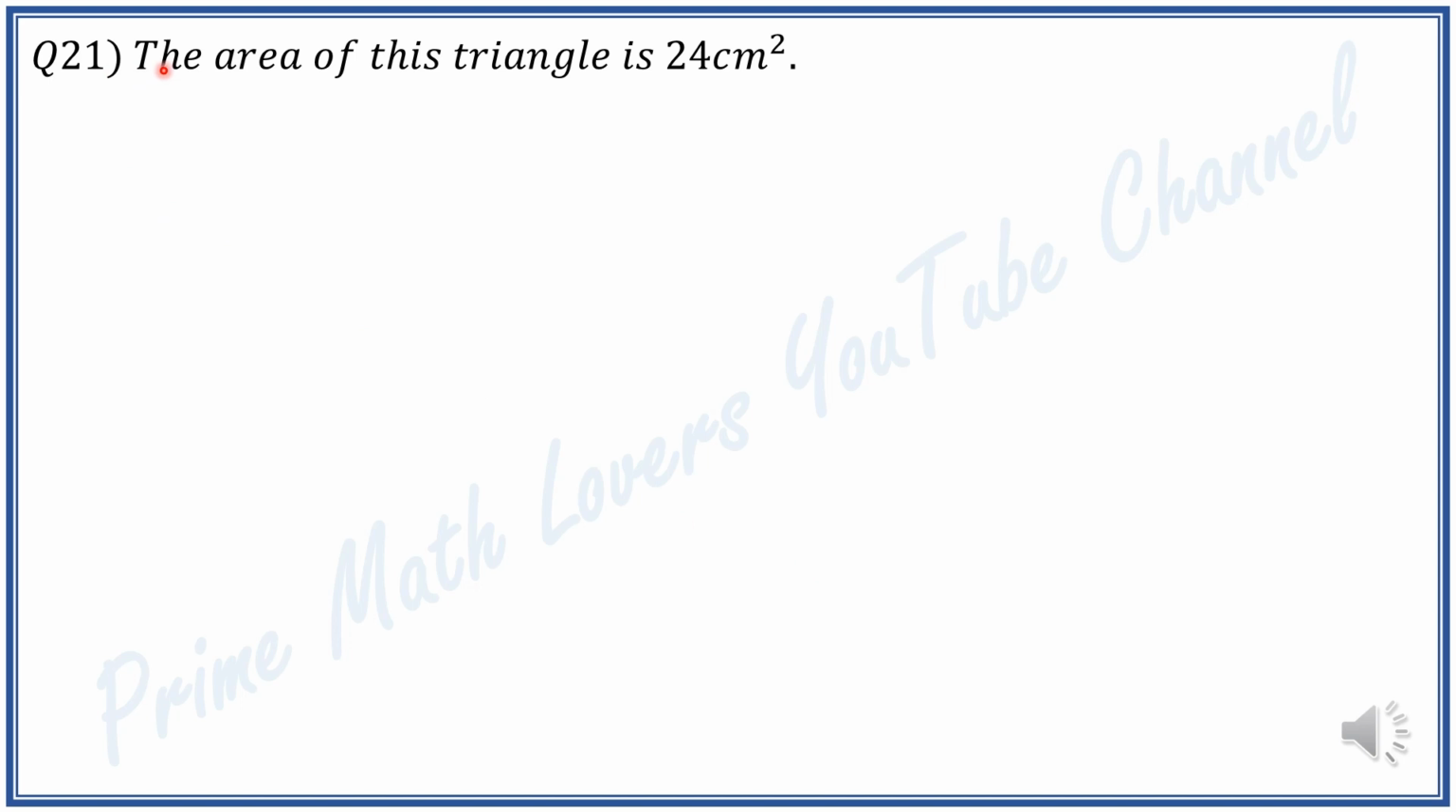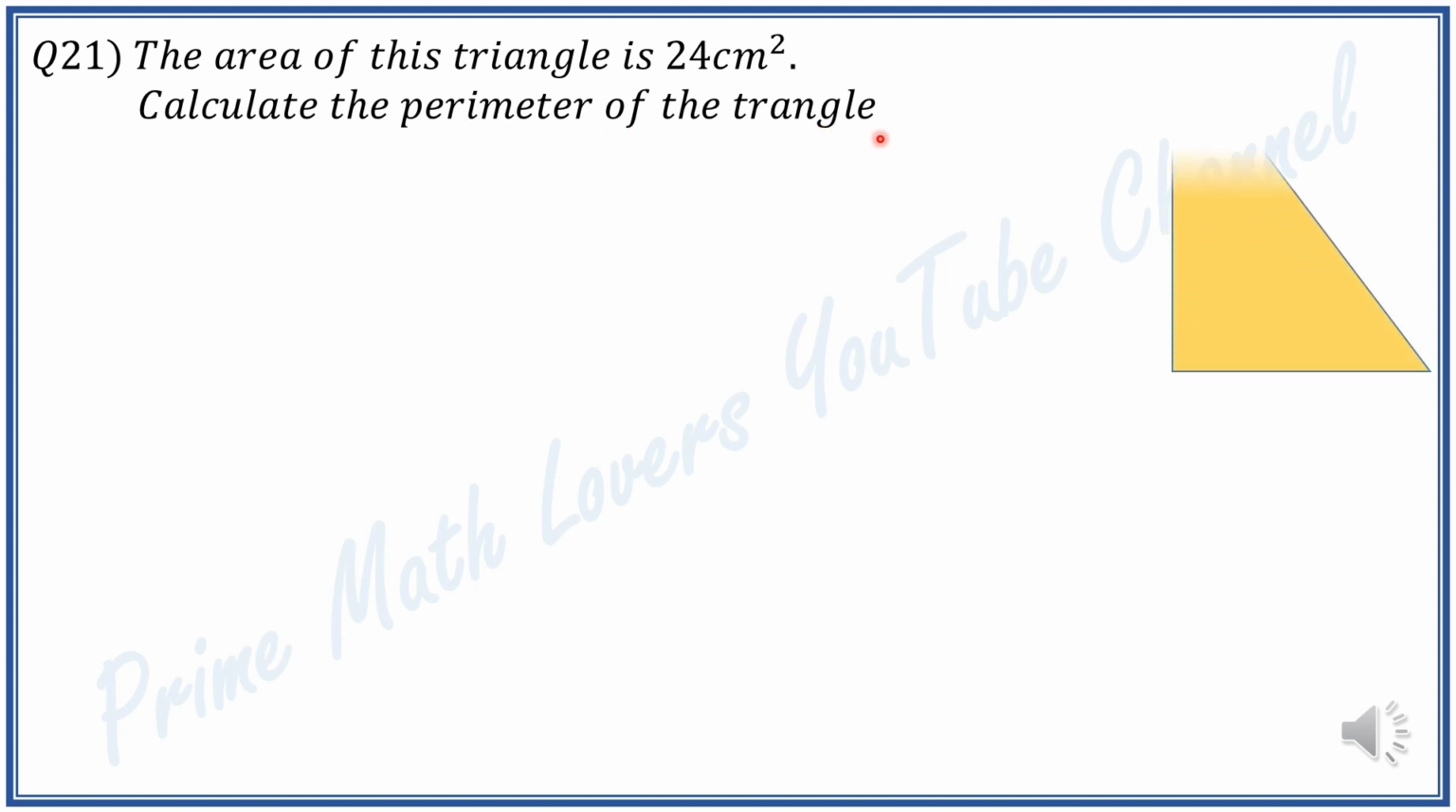Question 21. The area of this triangle is 24 square centimeters. Calculate the perimeter of the triangle. So the base is 6 centimeters. The height is 3x minus 1 and the hypotenuse is 3x plus 1. This is a right-angled triangle.